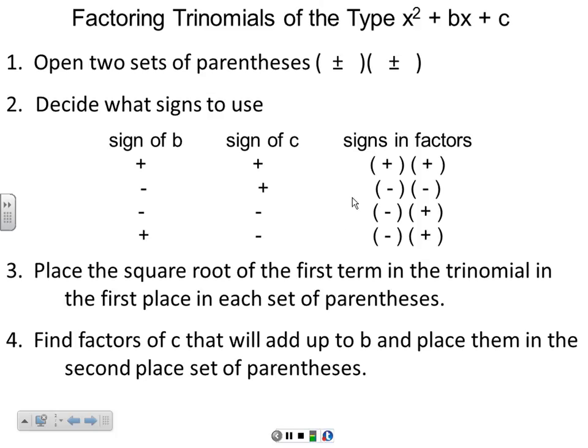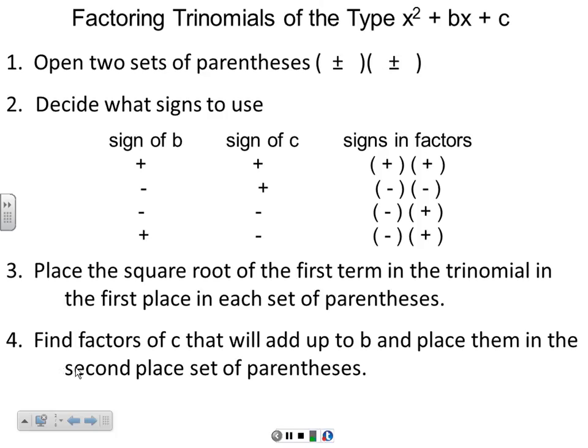So once you have your two parentheses open and you've got your signs set, then what you're going to do is take the square root of the first term, which is just going to be a variable squared or to the even power. So you're going to take the square root of that and put it in the first spot of each parentheses. And then number 4 is probably going to be the hardest.